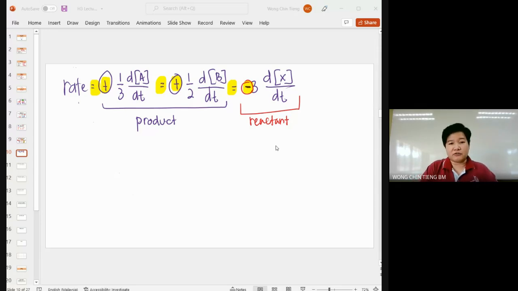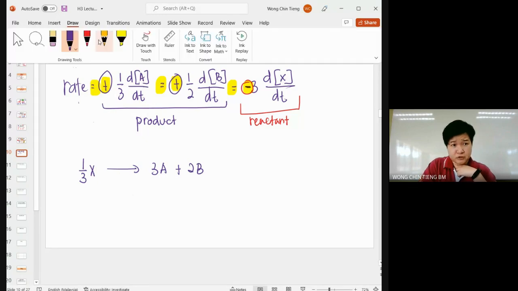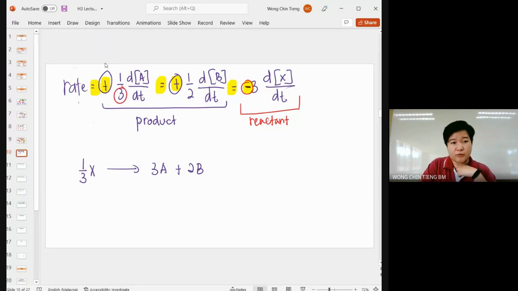Okay, for this one you realize that the reactant, kalau siapa yang dah buat, dia akan jadi 1/3 X hasil kan? 3A tambah 2B. Untuk siapa yang dah buat, correct me if I'm wrong. You will get over here 1/3X over, hasil kan? 3A because of 1/3, 1/2B as your product, and then 3X akan jadi 1/3X. Just a very quick, kenapa dapat macam tu?